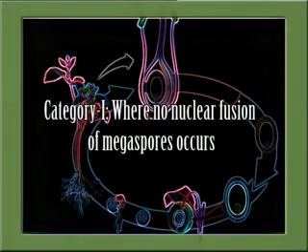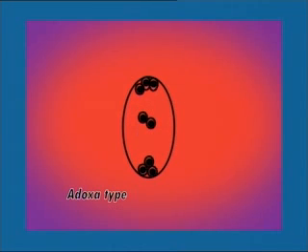Tetrasporic embryo sacs can be categorized into 2 types. Number 1, where no nuclear fusion of megaspores occurs. It includes the following types. Number 1 is Adoxa type. Here the embryo sac is 8 nucleate after a single post-meiotic mitosis, and its organization is similar to that of the Polygonum type.